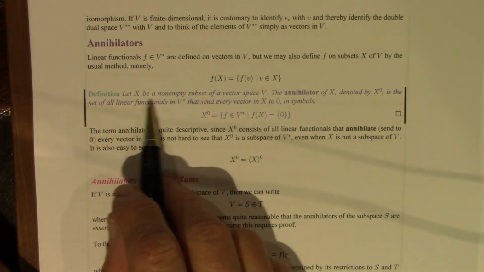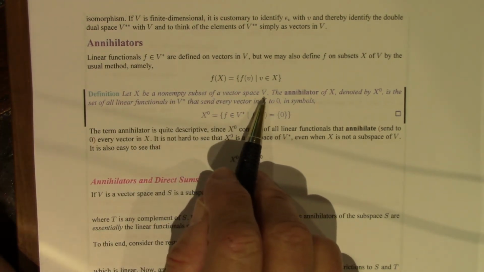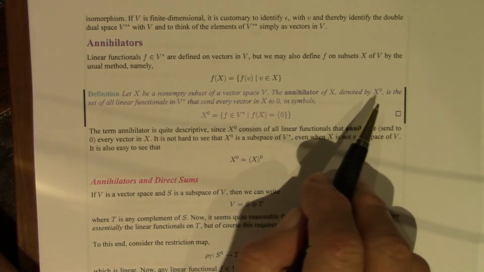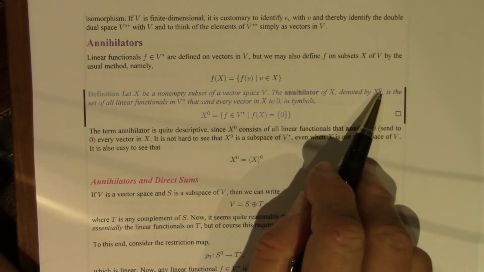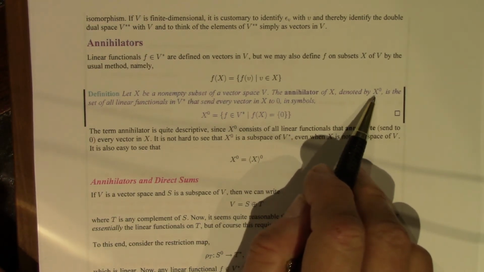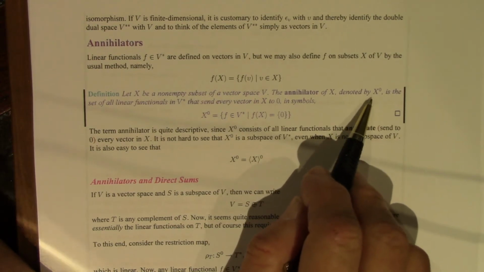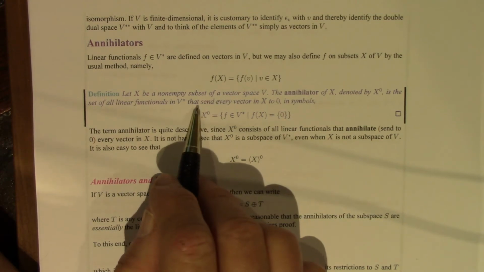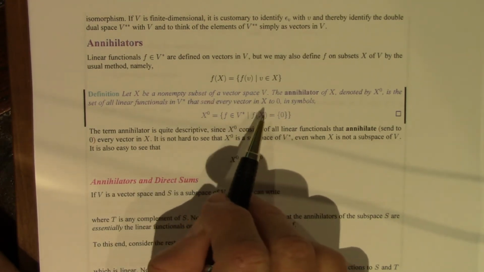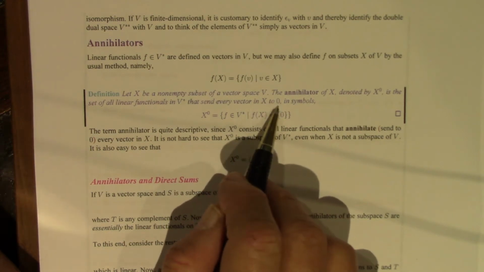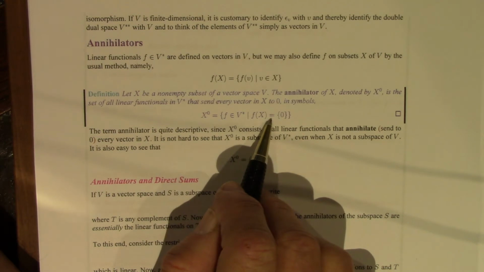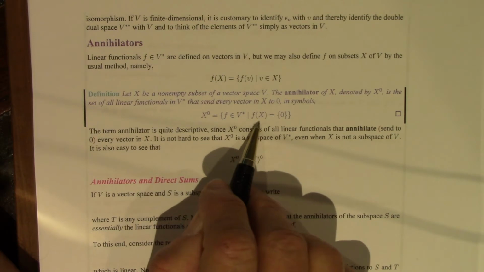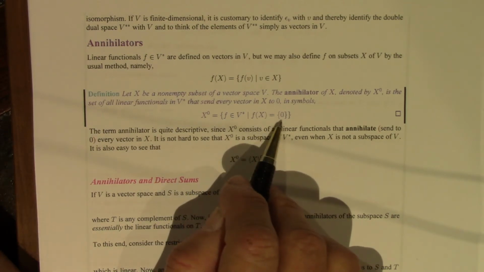So let's let x be a non-empty subset of a vector space V. The annihilator of x, denoted by x with a superscript 0, and I'm just going to read this x0, is the set of all linear functionals on V that send every vector in x to 0. So this is the definition in symbols. x0 is the set of all linear functionals on V such that f of x is the singleton set 0.